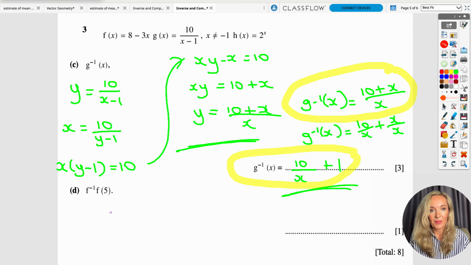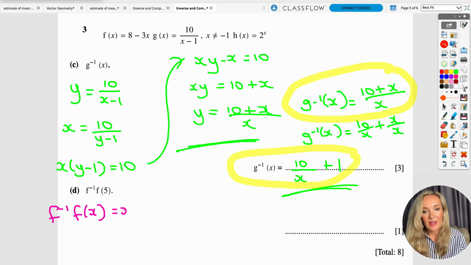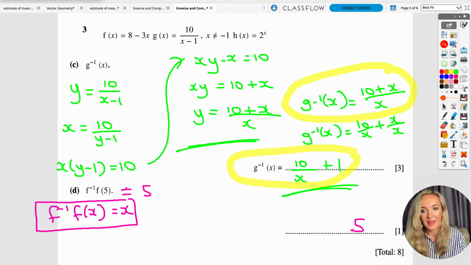Okay, moving on to part D, and you'll notice that this one looks scary, but actually is only worth 1 mark. So there must be some kind of hack that you can use, and there certainly is. And that is that f to the minus 1 of f of x is equal to x. That's a really important result because if you can remember it, you can automatically get the answer here of 5 for 1 mark. But we can also verify it for ourselves.